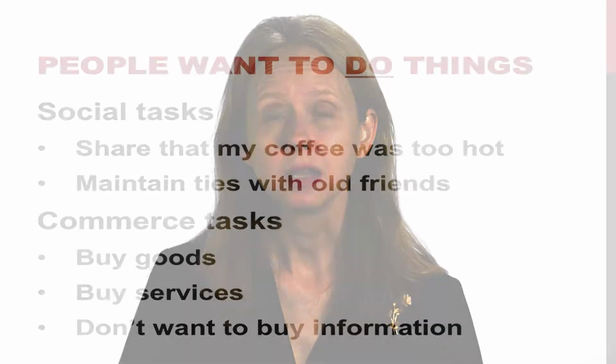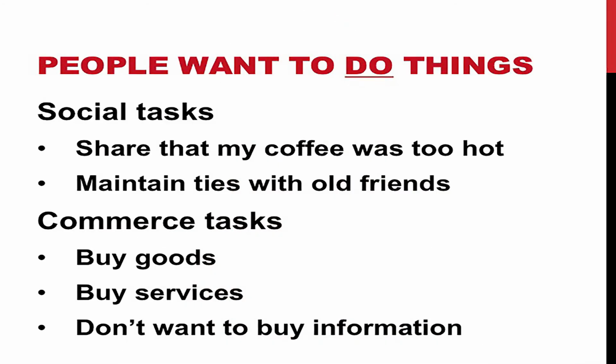Finally, people want to do tasks online. A lot of these tasks are social. Sharing information with a friend, for example. Information might be, here's a cute photo of a grumpy cat, or my coffee was too hot this morning, hashtag first world problems. One other task that is increasingly moving online is that people want to buy things.